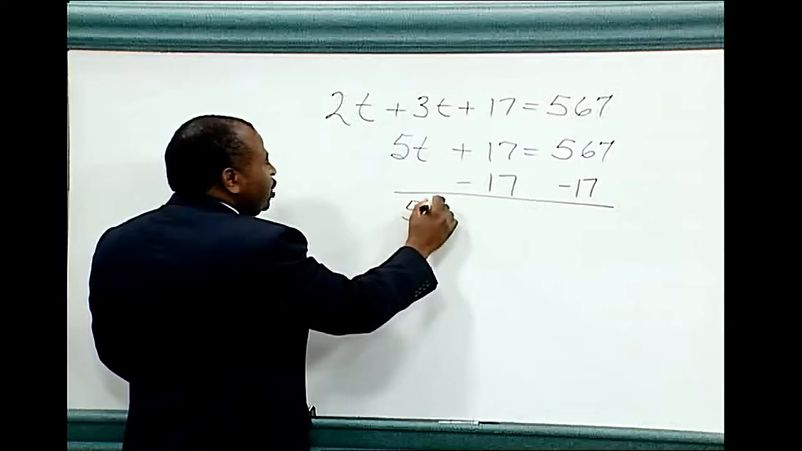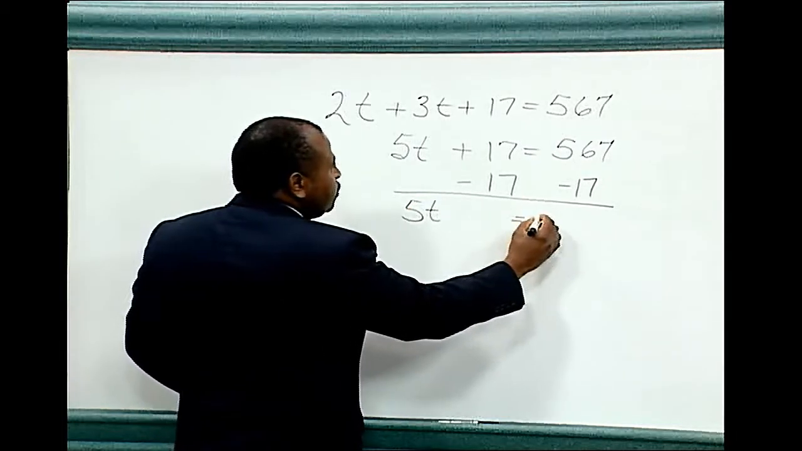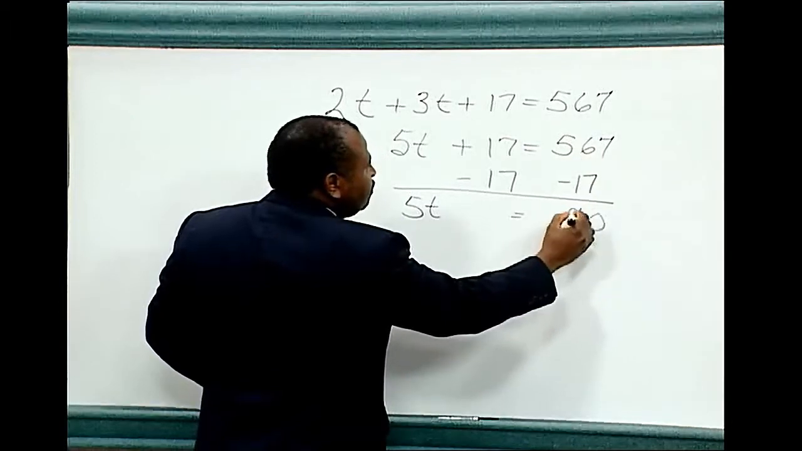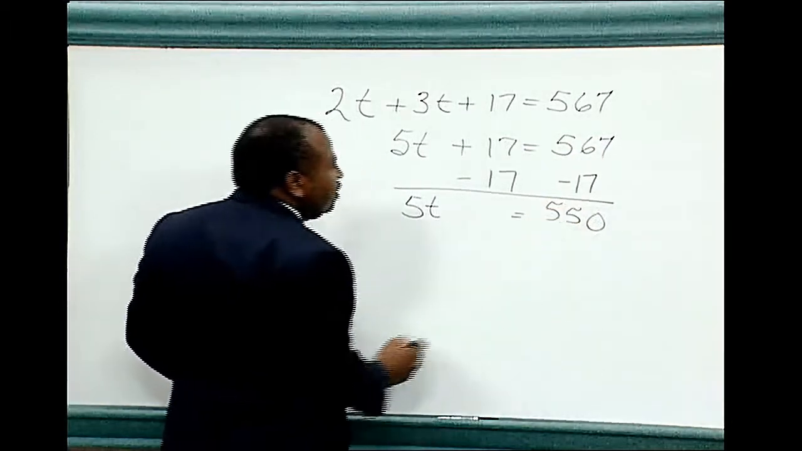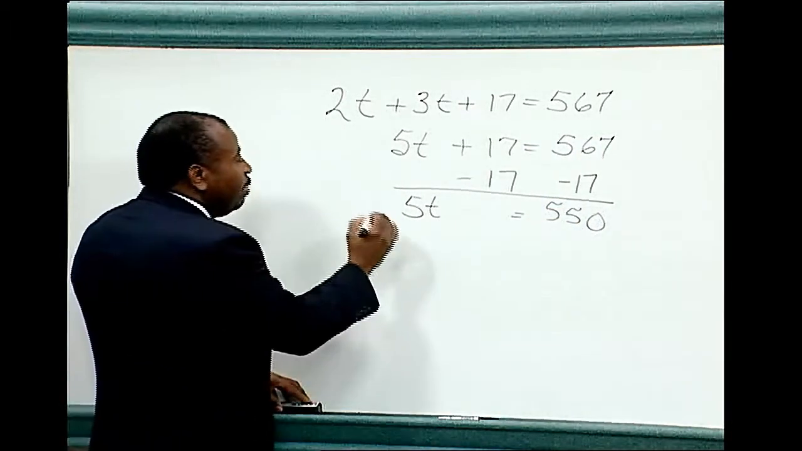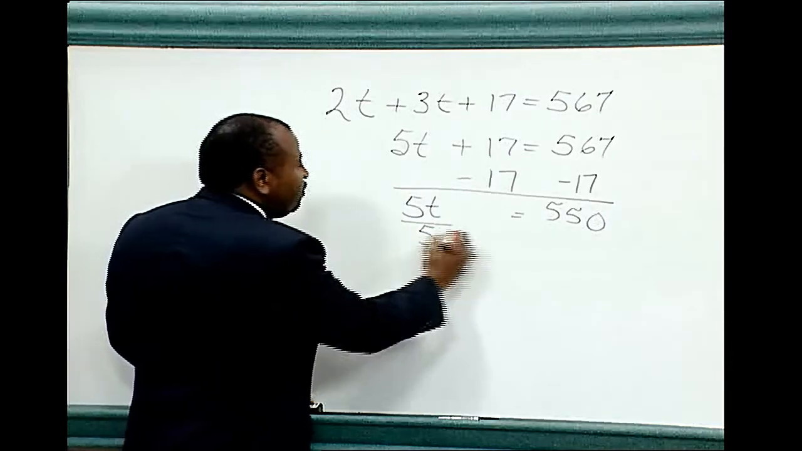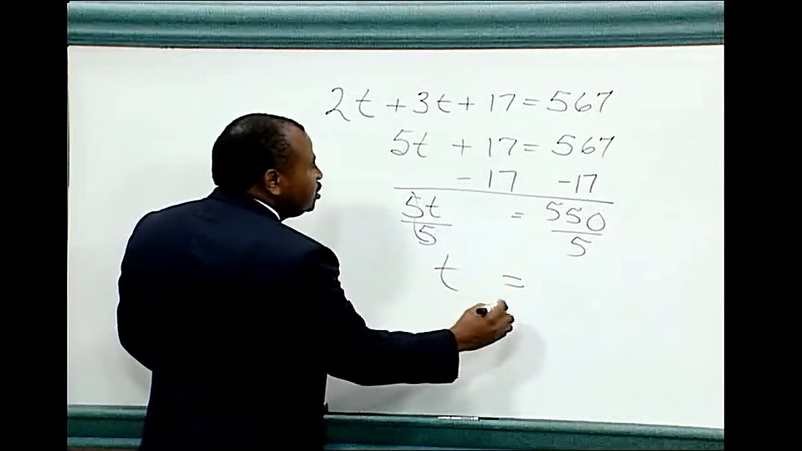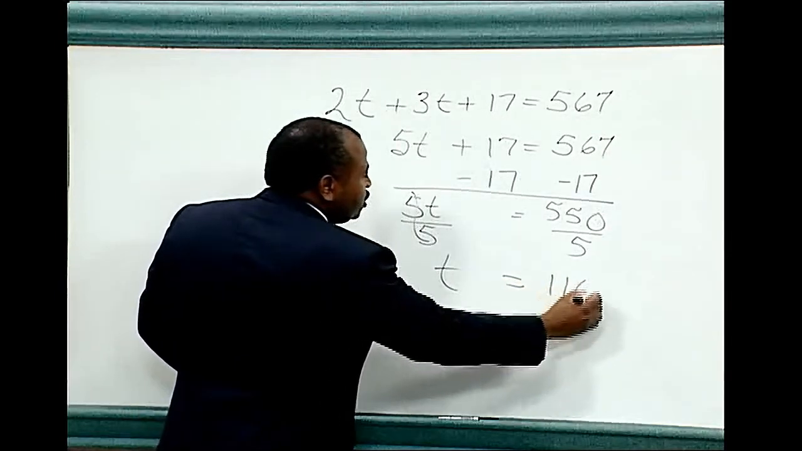We'll get the resulting equation. 5t is equal to 7 from 7 is 0. 1 from 6 is 5. Bring down the 5. 550. Divide both sides of the equation by 5. We get the resultant answer. T is equal to 110.